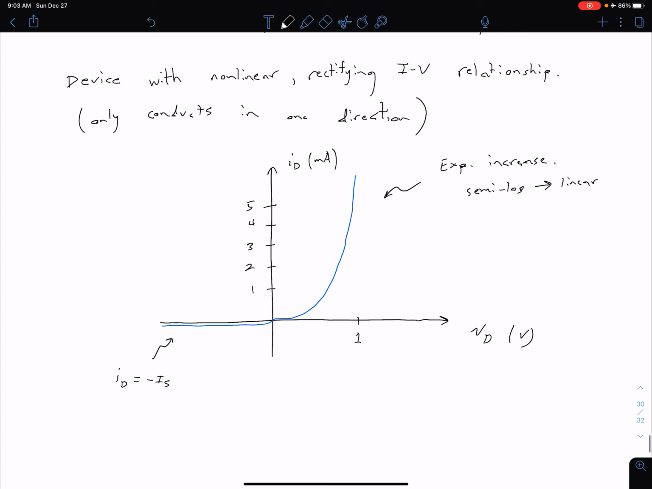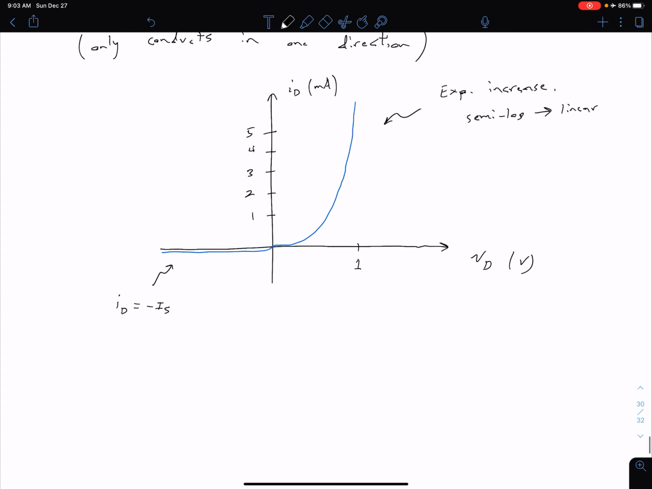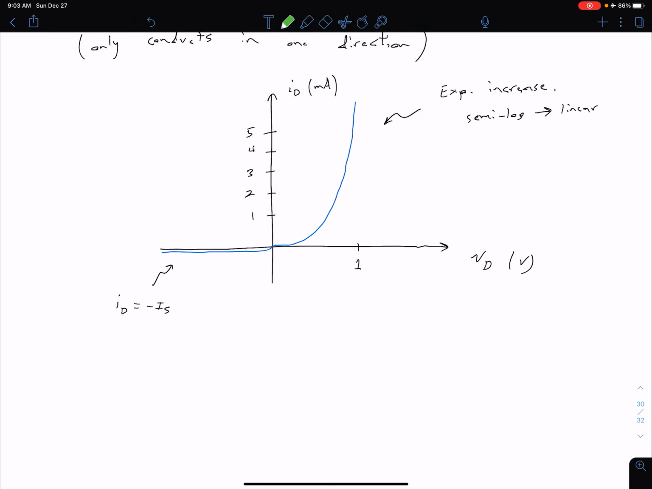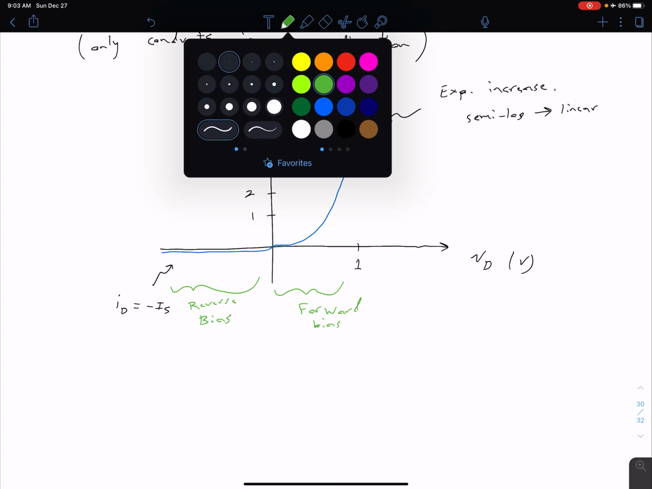And so if we relate this back to our previous two videos, we can break this down into our two regions. Over here on the right side where our V_D is positive, this is our forward bias case. And over here on the left side of 0, this is our reverse bias case. That's how we can relate that to what we talked about previously.